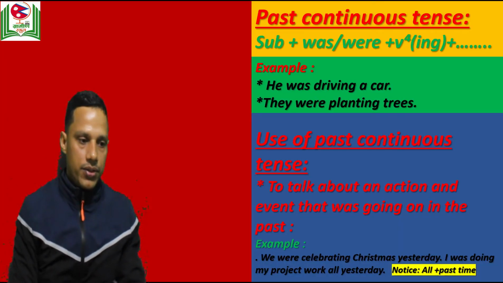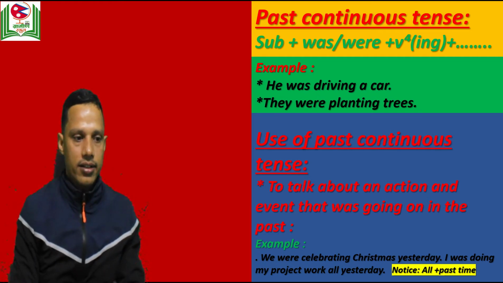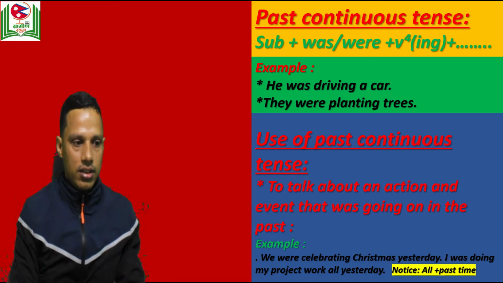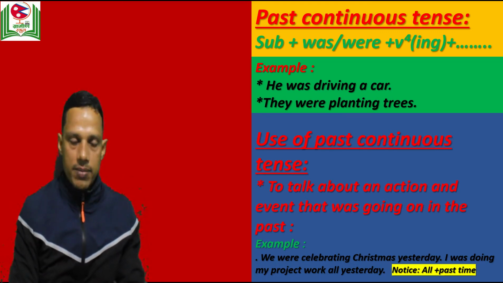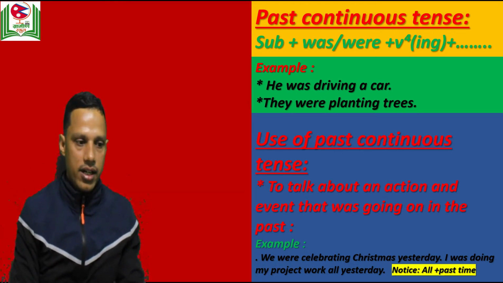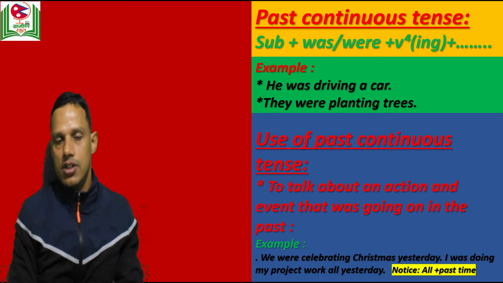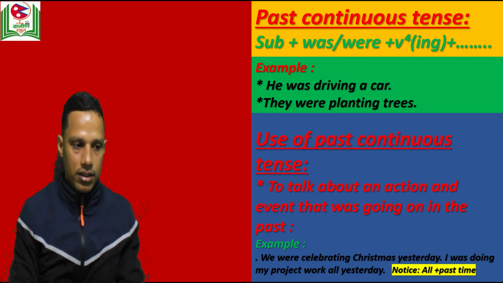Now, the next type of tense we have is past continuous tense. We can use the structure subject plus was or were plus the verb with the ing form. For example, he was driving a car. They were planting trees. These two sentences indicate past continuous tense, right? And why do we use past continuous tense? Now, let's see some of the conditions where we use it.